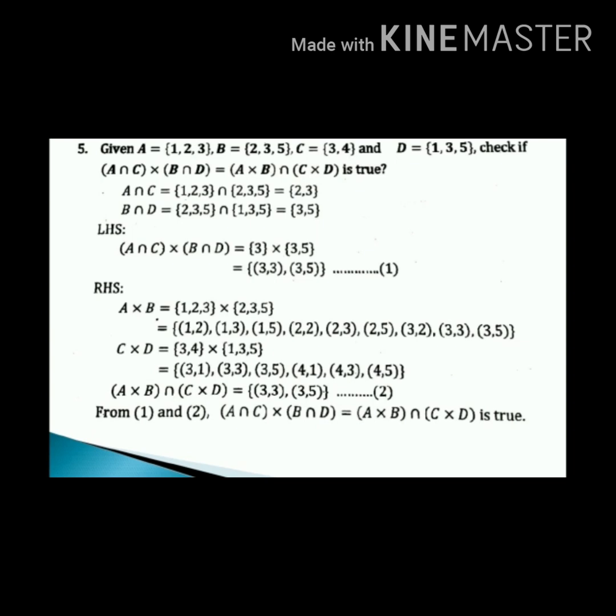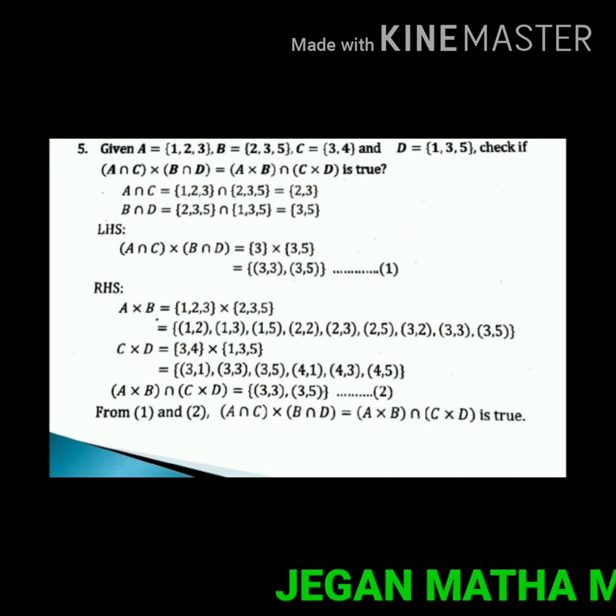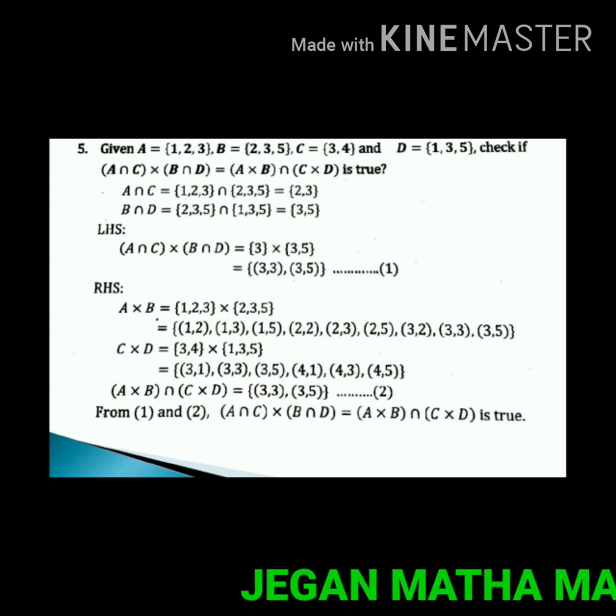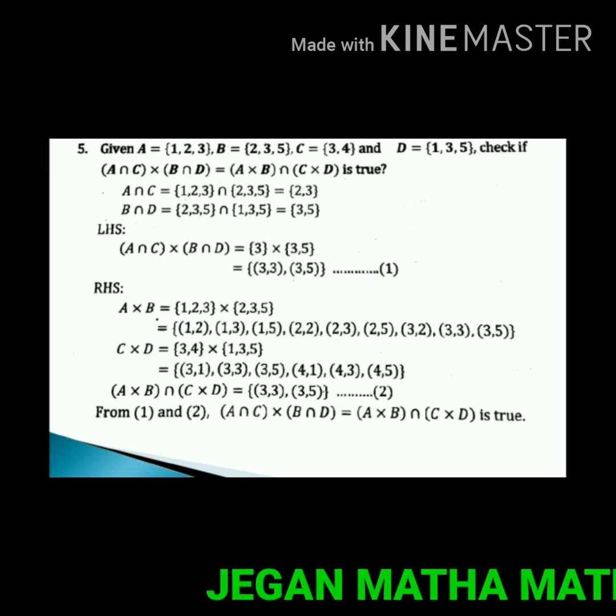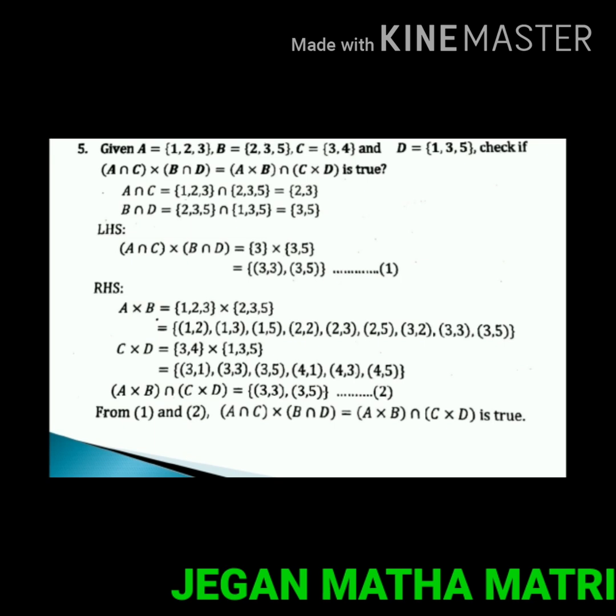Check if (A intersection C) cross (B intersection D) is equal to (A cross B) intersection (C cross D) is true. Then A intersection C is equal to {1, 2, 3} intersection {3, 4}. The common element in A and C is only 3. Then B intersection D: B set {2, 3, 5}, D set {1, 3, 5}. Here the intersection of the two sets is {3, 5}.